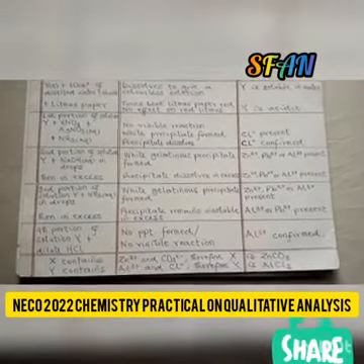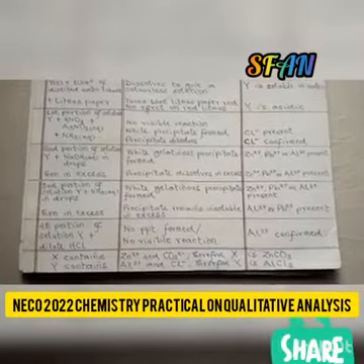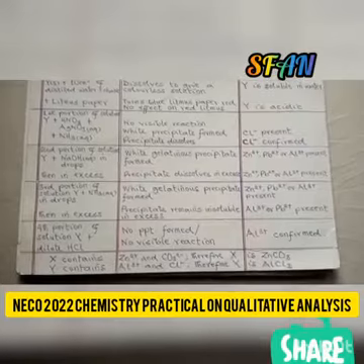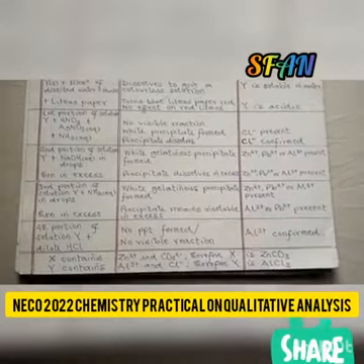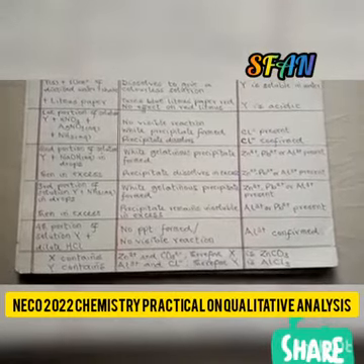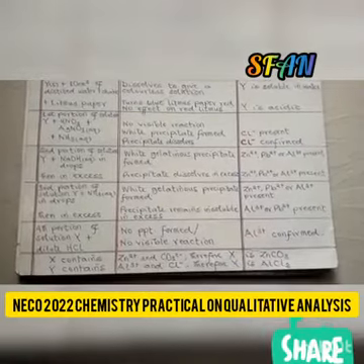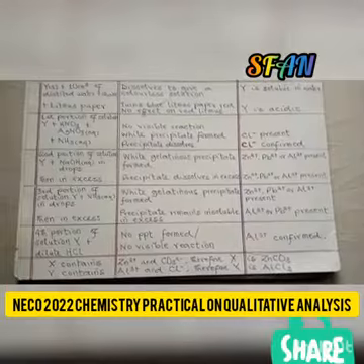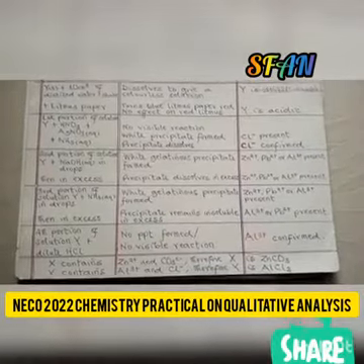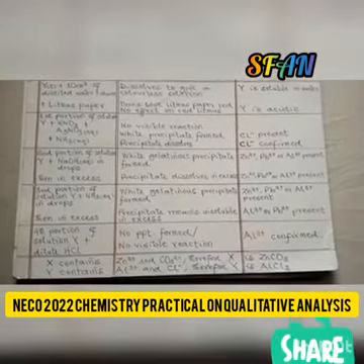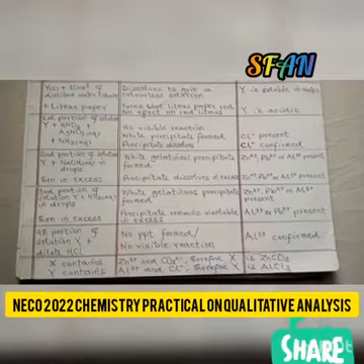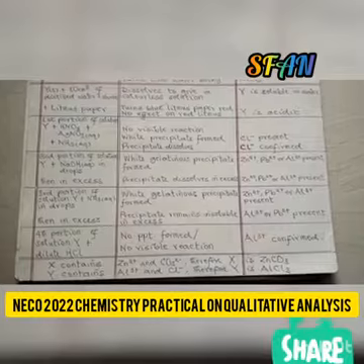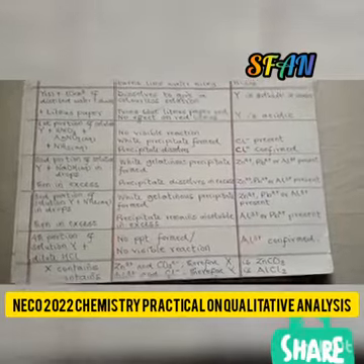And then according to our question, we are asked to identify the anions and cations in X and Y. For X, we find out that X contains Zn²⁺ and carbonate ion, CO₃²⁻. Therefore, X is likely zinc carbonate, and Y contains Al³⁺ and chloride ion. Therefore, Y is likely aluminum chloride.